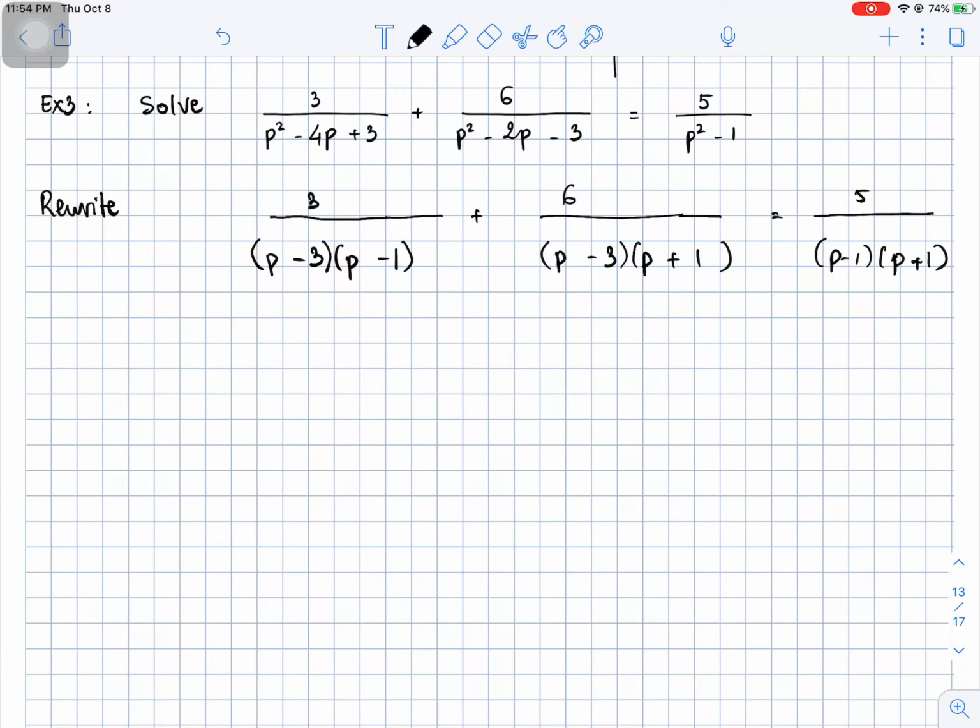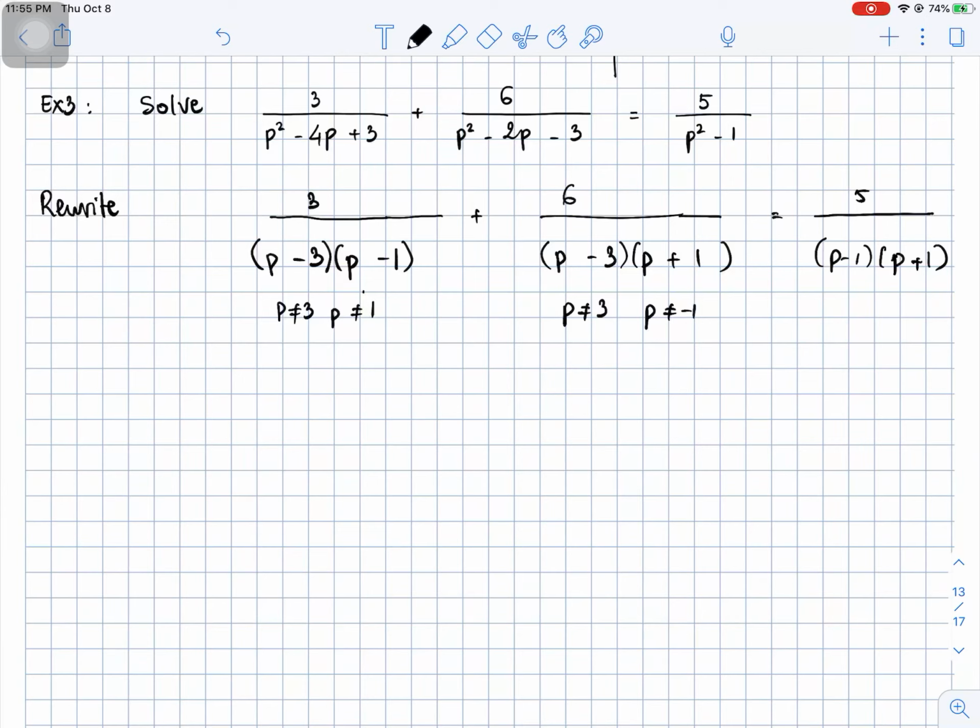For the first one, we get p minus 1 and p minus 3. For the second one, we will get p minus 3 and p plus 1. And the last one is p minus 1, p plus 1.